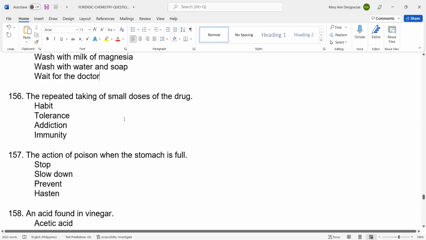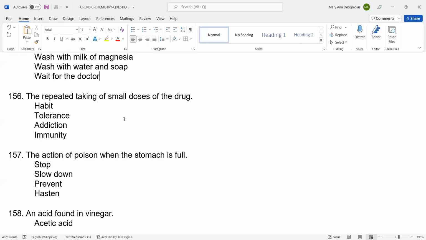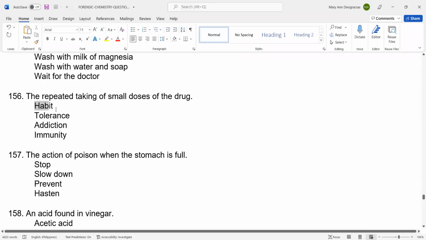156, the repeated taking of small doses of the drug. Alin dyan ang best answer? Is it habit, tolerance, addiction, immunity? Small dosage lang yan. Letter A. Small doses eh. Kasi yung addiction, pwede kang mag-take na sobrang dami na yan eh. Habit. Your answer here should be habit.